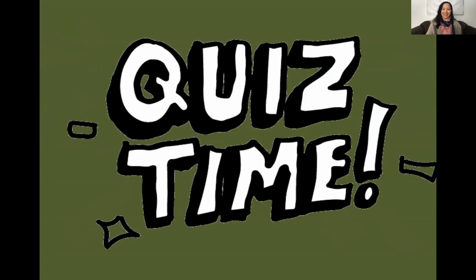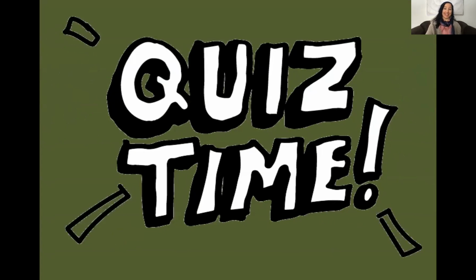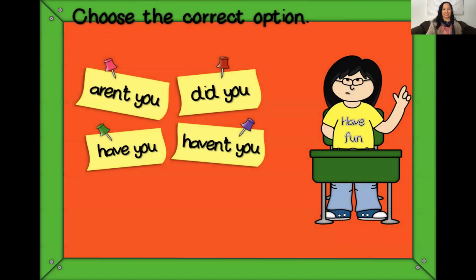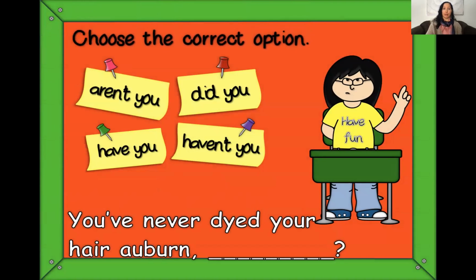Quiz time. Are you ready? Let's get started, shall we? Choose the correct option. You've never dyed your hair auburn. Which correct option is this one? You've never dyed your hair auburn.